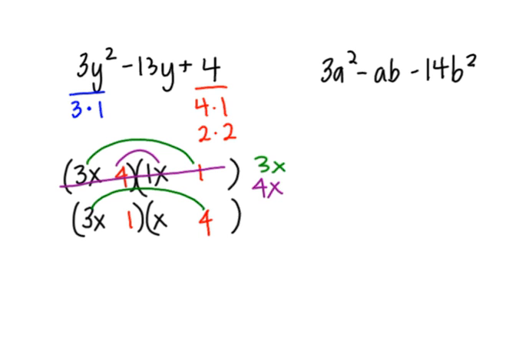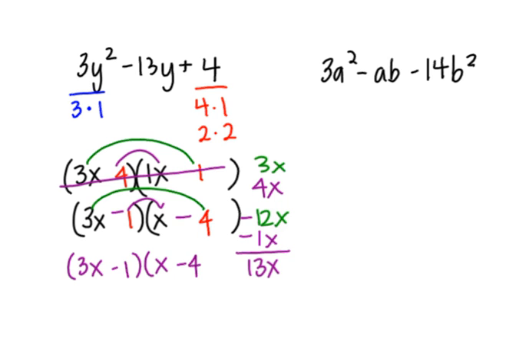Try my rainbows. This gives me a 12x, and the inner rainbow gives me a 1x, and 12 and 1 would give me 13. Now you see a problem with this one that you probably noticed all earlier. I started with y's and then I got into x's, and that's just because I'm used to using x's. So I apologize for that. We'll fix it in just a little bit. I know my signs are the same and they're both negative. So my answer for this problem would be 3x minus 1 times x minus 4.